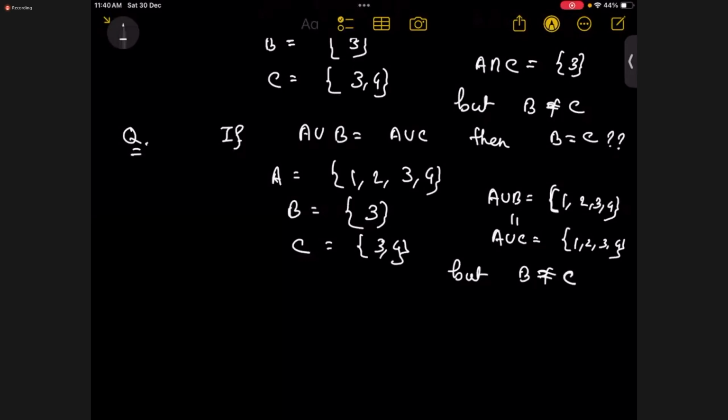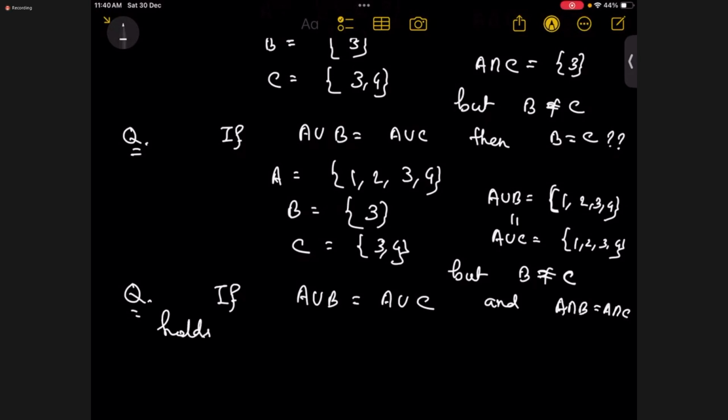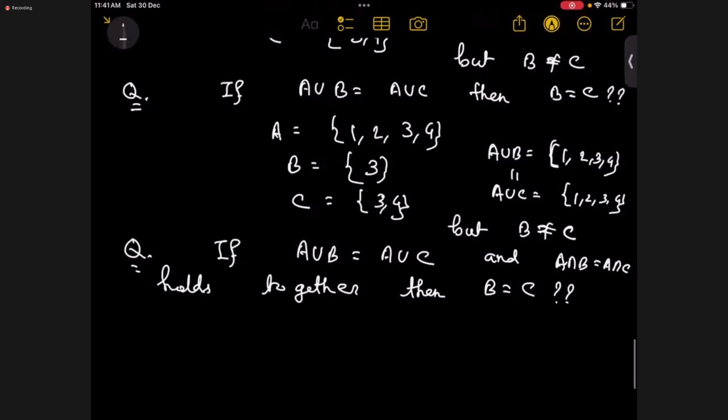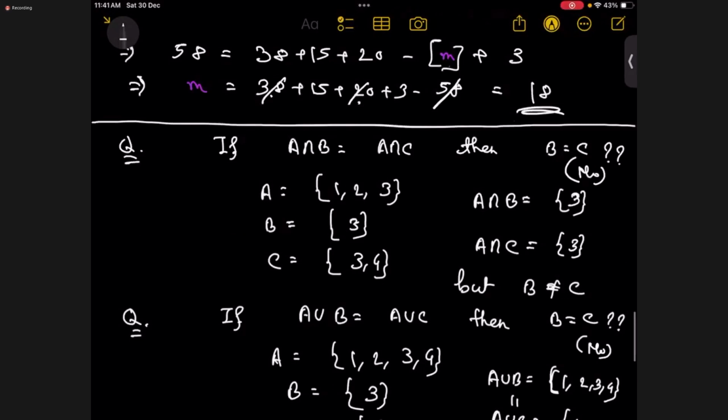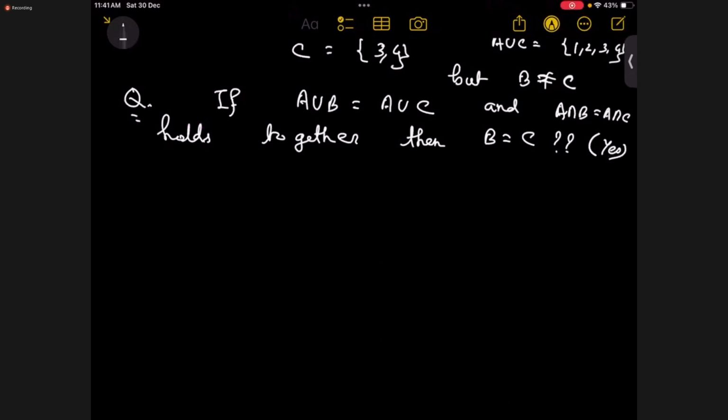Okay. Now the question is, if A union B equals A union C and A intersection B equals A intersection C hold together, then does B equals C hold or not? The answer is yes. In the earlier two cases, no, but in this case the answer is yes. How?